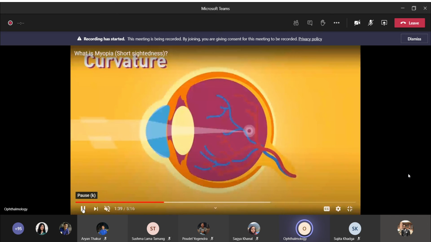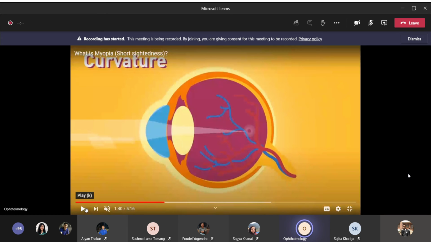Before I start, I want to explain that curvature means the curve pattern of the cornea and the lens. This is the curvature of the lens, and this is the curvature of the cornea. So how the increase in curvature causes myopia: if the curvature bends more, then the convexity of the cornea increases, and when the convexity of the cornea increases, the eye gets more power to converge these light rays and converge them before the retina, in front of the retina.